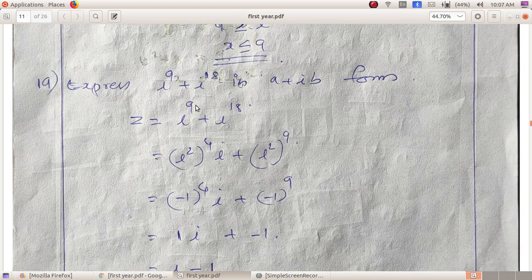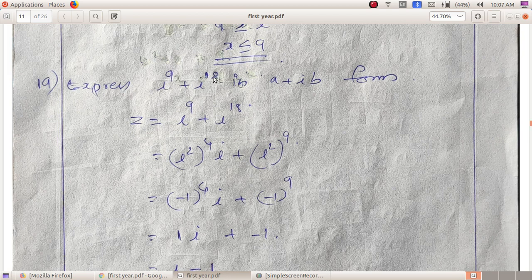Express i raised to 9 plus i raised to 18 in a plus ib form. This is a complex number where i is equal to root of minus 1 and i squared is equal to minus 1. So you can convert this i raised to 9 in terms of i squared: (i squared) whole raised to 4, which means i raised to 8, then i raised to 9.